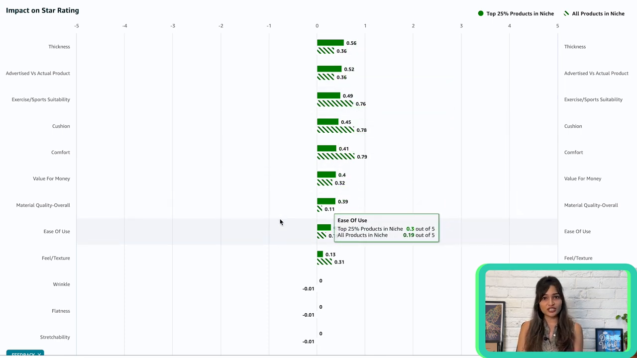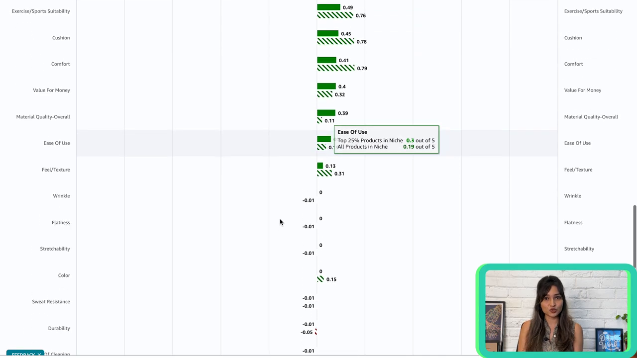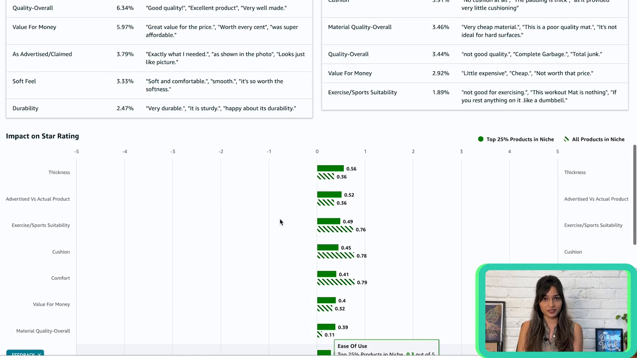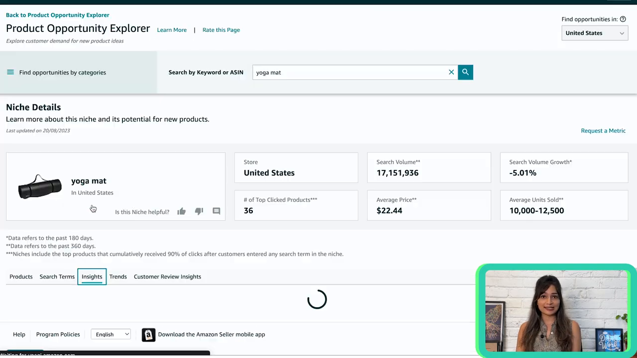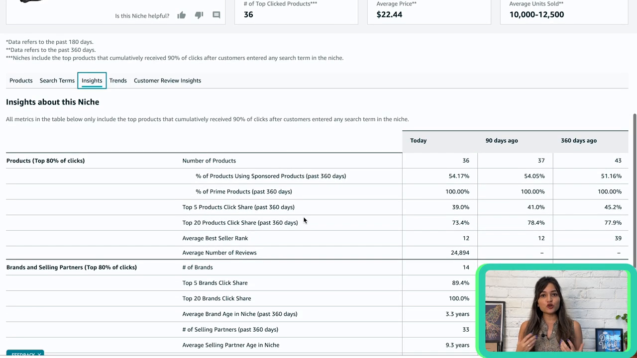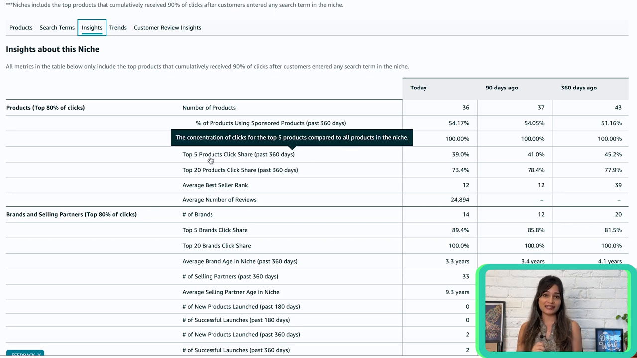The Product Opportunity Explorer is a valuable tool to help you comprehend what customers are seeking, how they are conducting their searches, and how you can tap into what they demand effectively. This tool also looks at something called click share under the insights section. This means the percentage of times people click on a product out of all the clicks in that area.